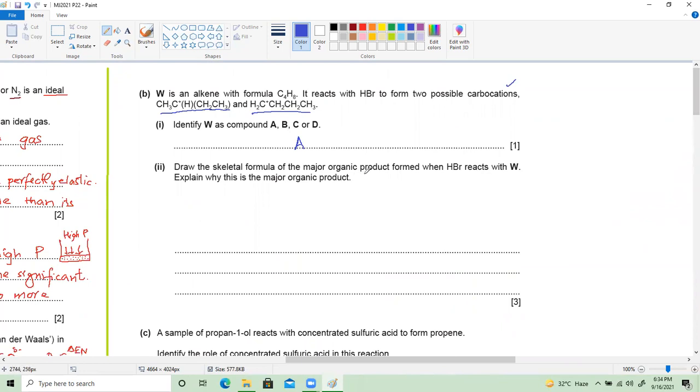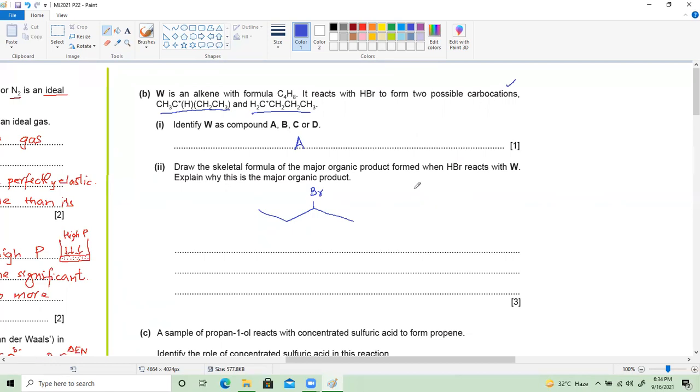Now we draw the skeletal formula of the major organic product formed when HBr reacts with W. So you have to represent the skeletal formula, where the carbon atoms and the hydrogen atoms are not shown. Okay? So there are 4 carbon atoms, 1, 2, 3, and 4. And the major product was 2-bromobutane. So put a bromine atom here. This is the skeletal formula for 2-bromobutane, the major product of that reaction.